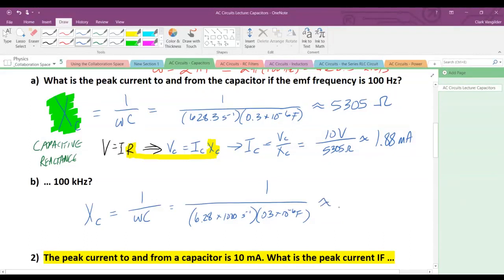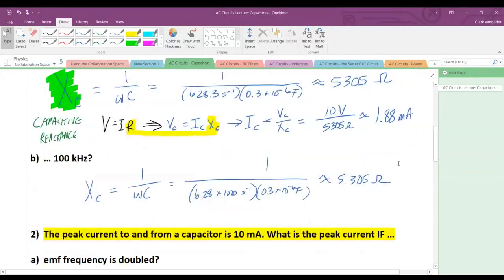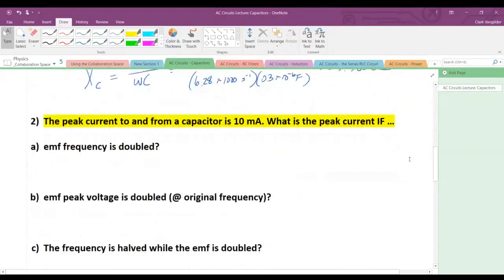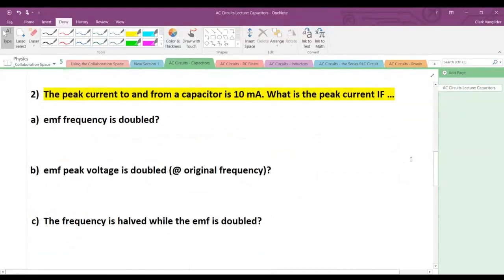And so then we're going to get 5.305 ohms. And since nothing changed, you could just divide 5,305 by 1,000. But if you wanted to see the work, you could certainly see it there. So that's a simple first step into this abyss of solving AC circuits. All right.